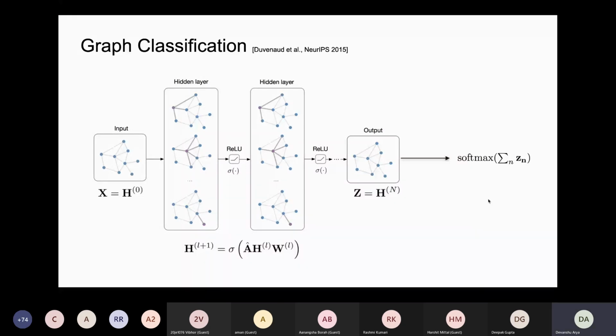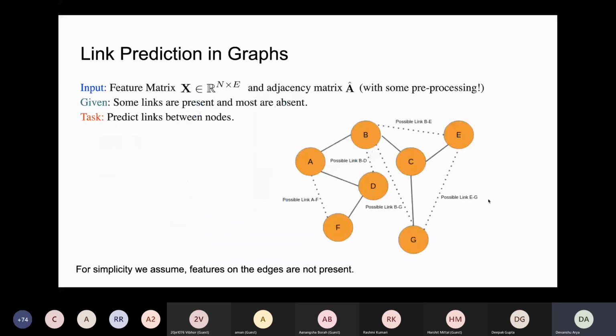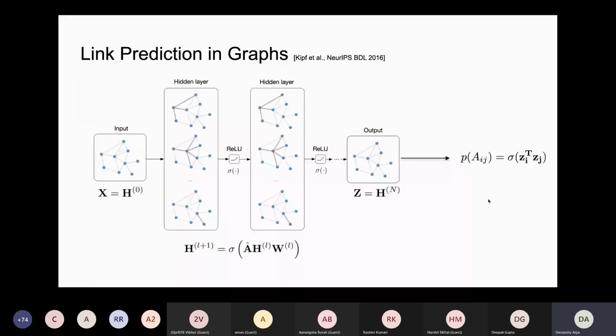The third one is link prediction, which I talked about earlier. In this task, you get an incomplete graph as an input, again with a feature matrix and adjacency matrix, with some pre-processing, which I'm not talking about. You can do your own homework with the pre-processing part. The given things are the links which are present, and most are absent. So the task is to predict links between nodes. Again, we can use the same architecture for this as well, where you do message passing for everything. I'm oversimplifying it, but you can do this message passing, come up with the final graph, and then do some kind of association or classification on top of the learned node embeddings of features.